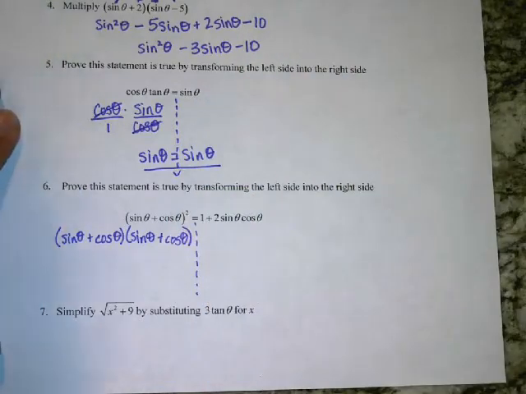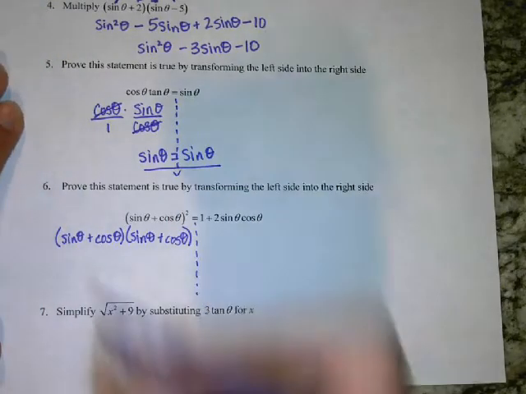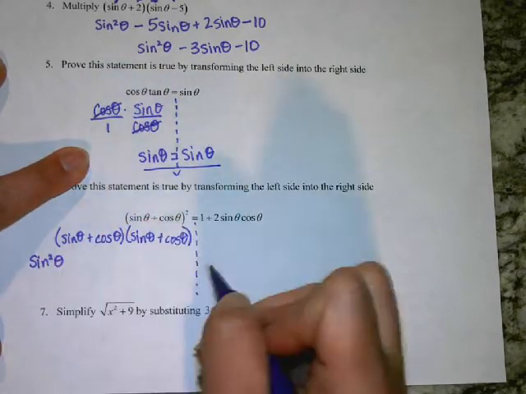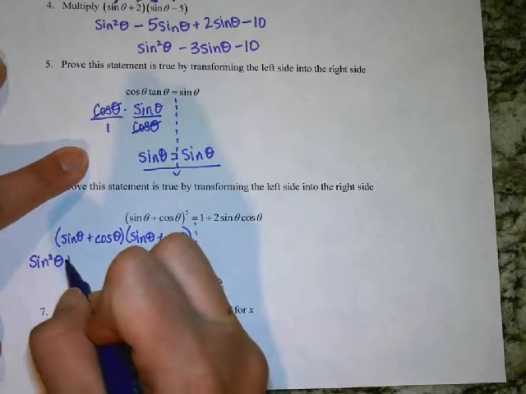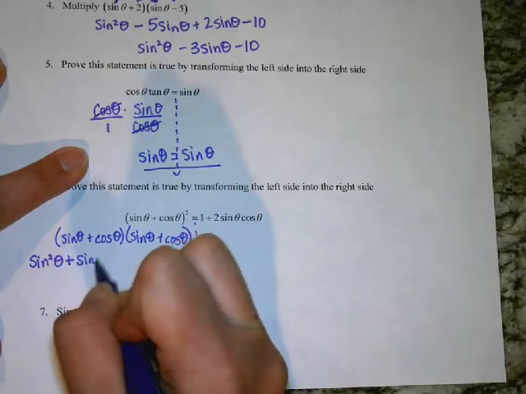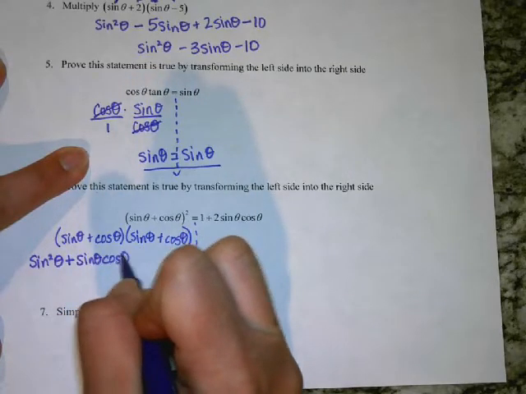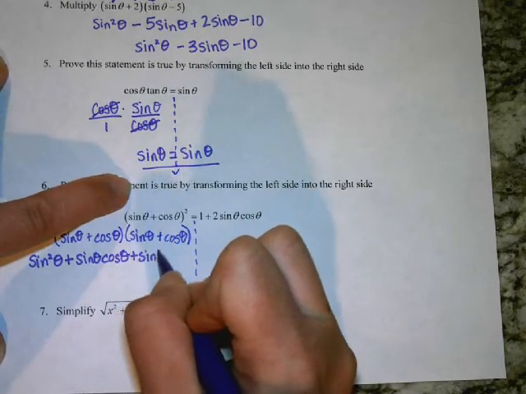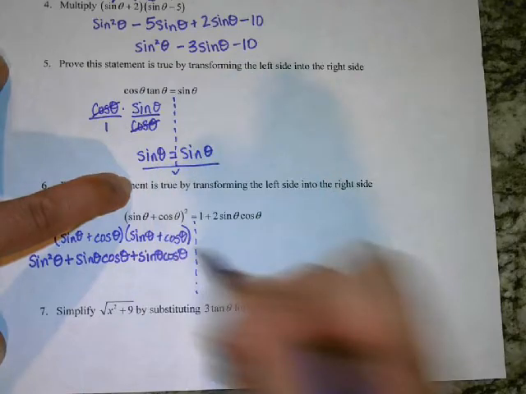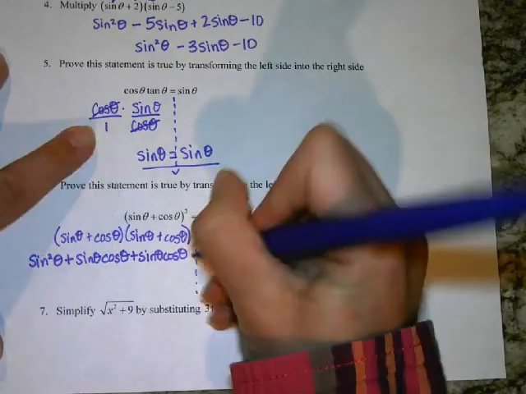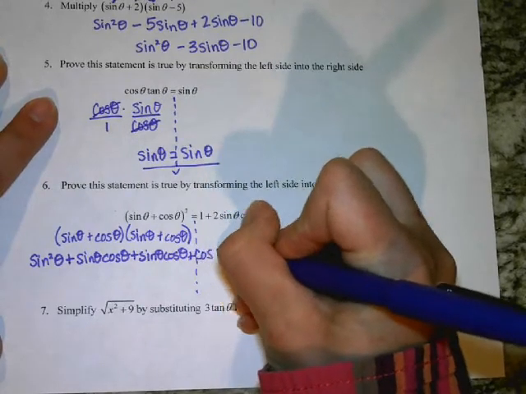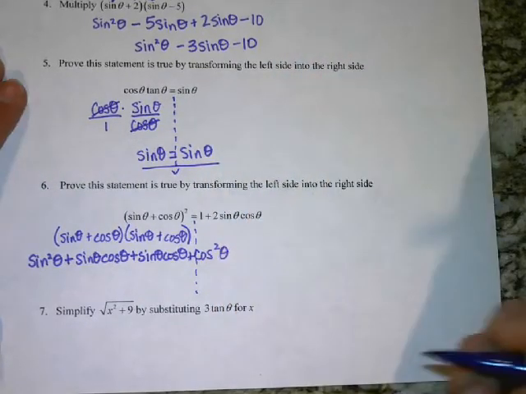And then let's go ahead and just FOIL that guy out. So sine times sine is sine squared. Sine times cosine gives me a sine theta cosine theta. Cosine times sine, I'm going to write it the same way. And I know I said don't cross that line, but I ran out of room. So plus cosine times cosine gives me cosine squared theta.